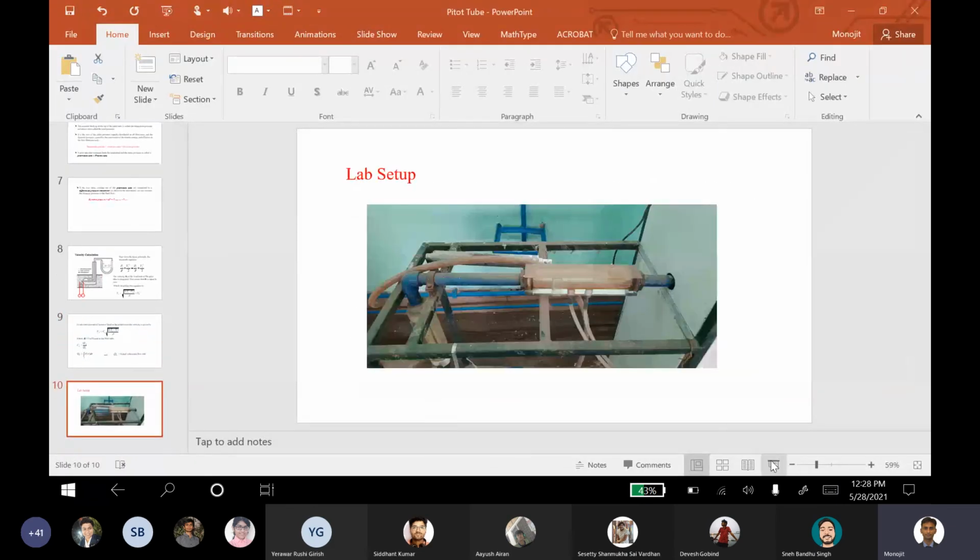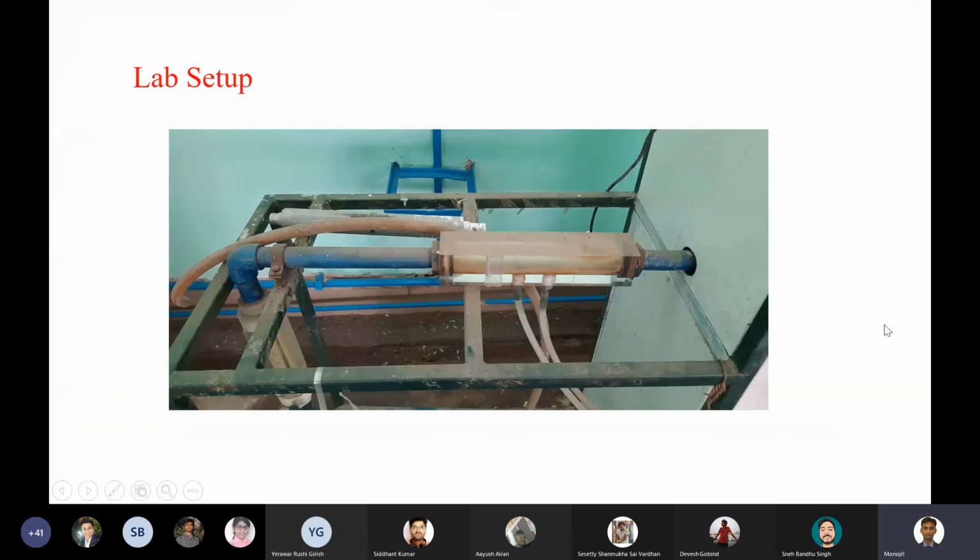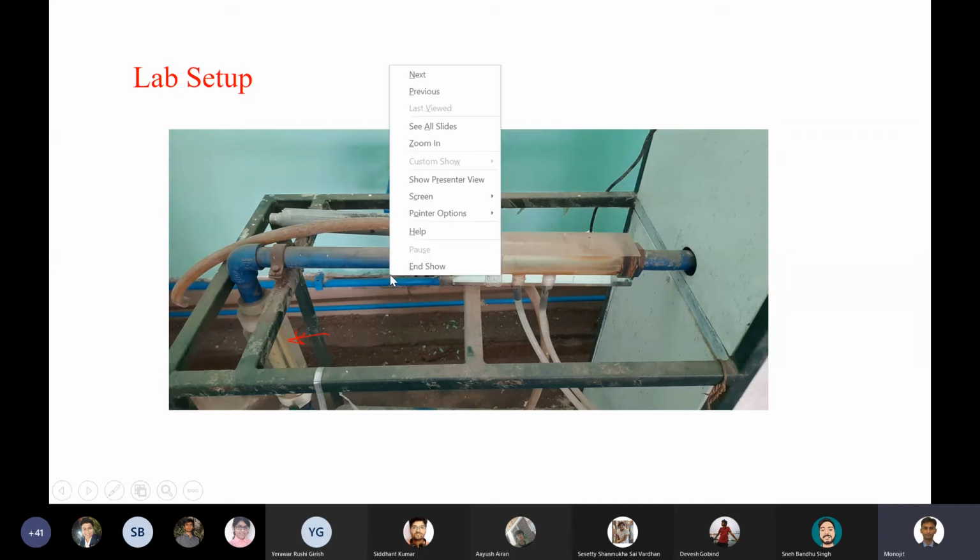If you see, this is the instrument. There you have a rotameter. This rotameter is placed at the entrance of your pipe, and it gives you the flow rate. You are comparing the flow rate that you measured using the theoretical calculation and the pitot tube with the velocity that you get from the rotameter, and based on that you are calculating the QV.